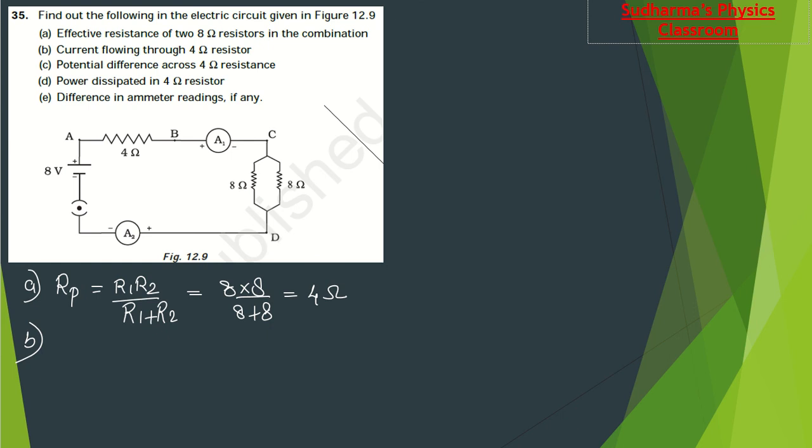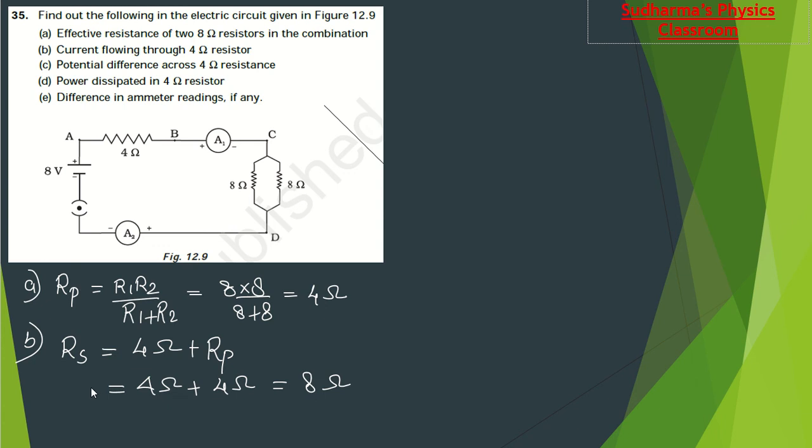B. Current flowing through the 4 ohm resistor. So to calculate the current flowing through the 4 ohm resistor, which is in series with the other combination, let's calculate the total resistance. R series is equal to 4 ohm plus the effective resistance of the parallel combination. Let me write that in a separate step. 4 ohm plus Rp, right? 4 ohm plus Rp is 4 ohm. So that's going to be 8 ohm. Total resistance is 8 ohm.